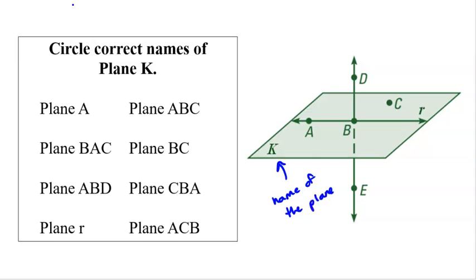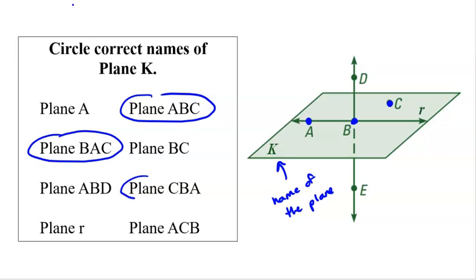And that's something we covered when we talked about how to name planes. And so we have plane K here, and we know that we can also name a plane by 3 non-collinear points that are on the plane. So I've got A on the plane, B on the plane, and C on the plane. So any combination of those 3 would be acceptable. So all of these would work.